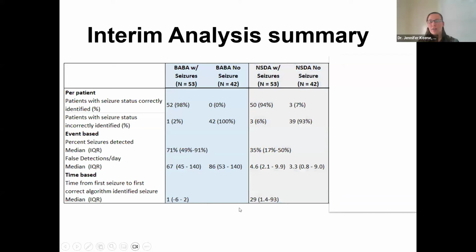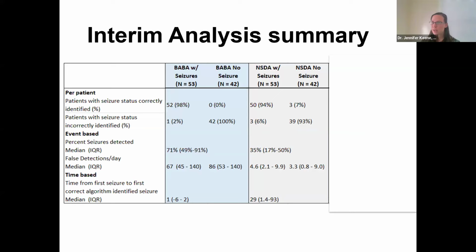Okay. For NSDA, our research algorithm out of Australia that is raw EEG based, this modern new generation algorithm, of those babies with seizures, it identified 94% correctly. There were 3 patients with seizures that were missed. It also had false detections on 93% of the babies without seizures.